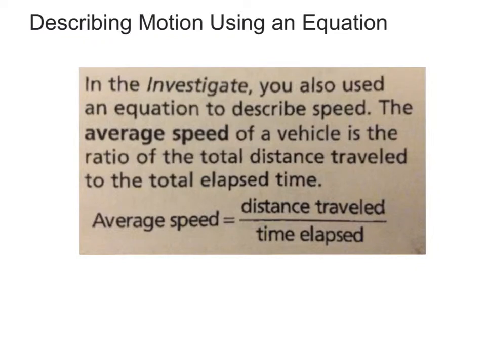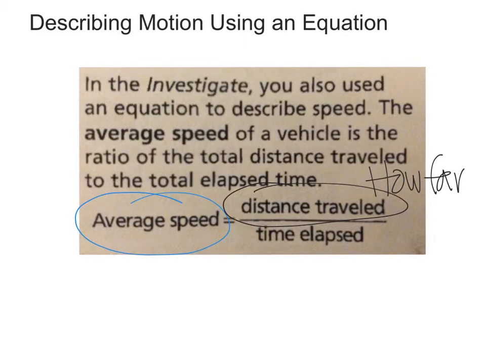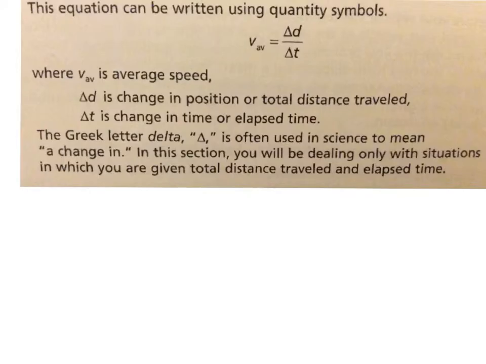You can also describe motion using an equation. The equation to find average speed is: the average speed is equal to the distance traveled, which means how far did the object go, compared to the amount of time that has passed. So for how long? We can look at that equation written with symbols this way. It means the same thing as the words, but it's in symbol form.